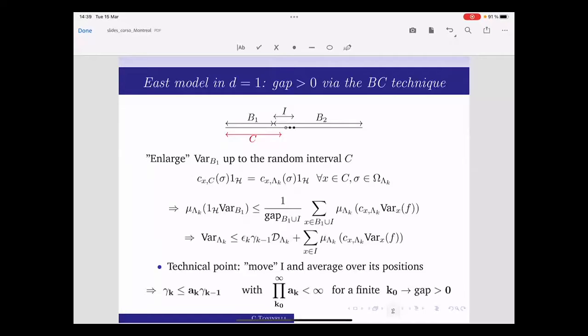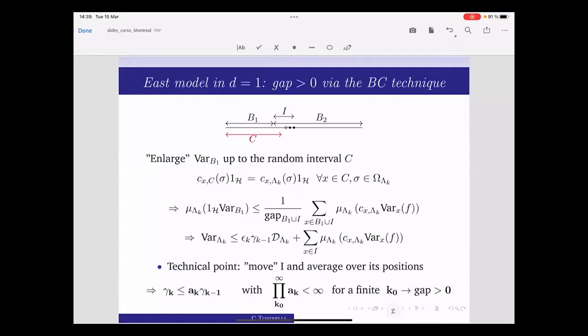Essentially, this AK is the relaxation time for the block dynamics on scale K, which scales as 1 over 1 minus square root of the bad event that I don't have an empty site on the stripe, with a minor correction due to the fact that I have to average on the position of this stripe.